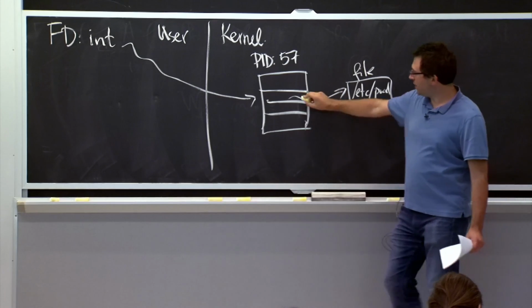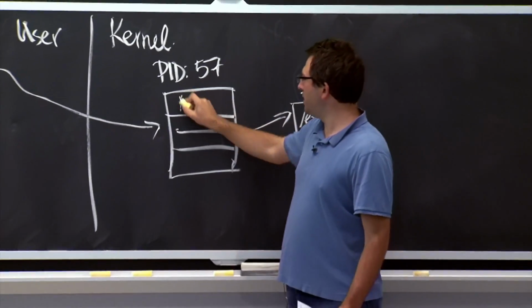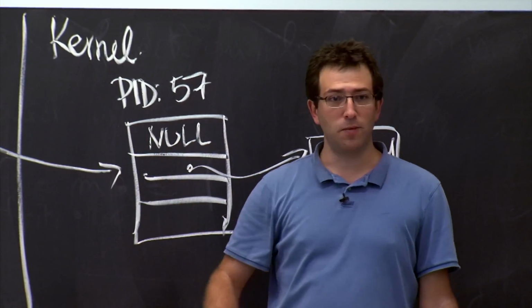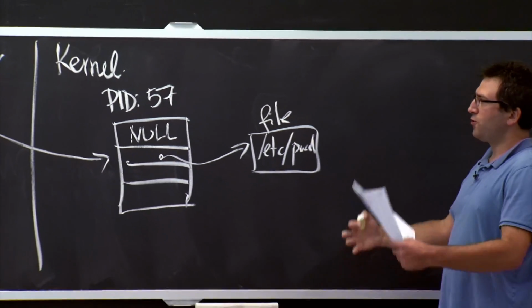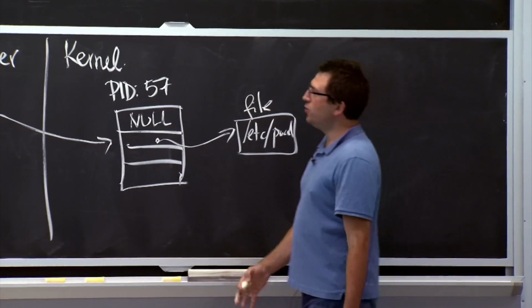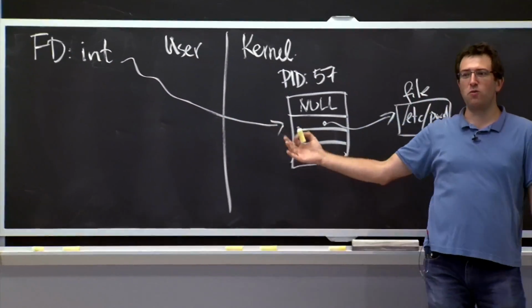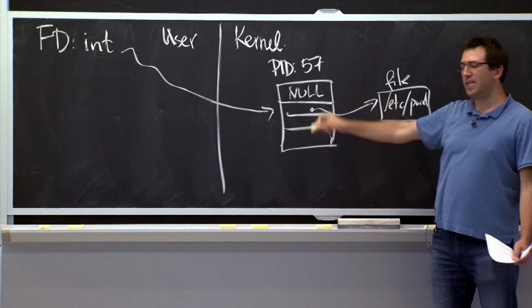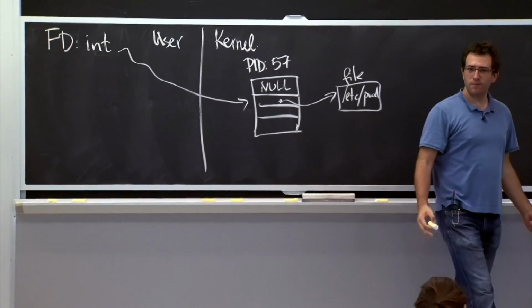And now the entry at this slot in the table points to an open file. Some of them might actually be null. Maybe you don't have an open file with a particular index in this table. And as a result, what does it mean to try to forge a capability? The only thing you can do in user space is make up an integer. And the only integers that would make sense to make up would be entries that point to non-null entries in this table. And those are exactly the capabilities that you have.